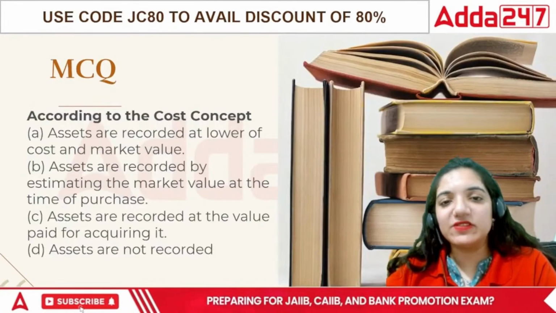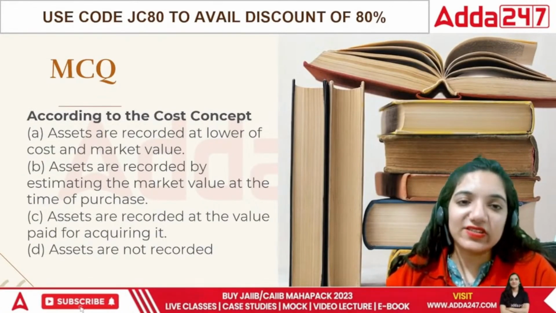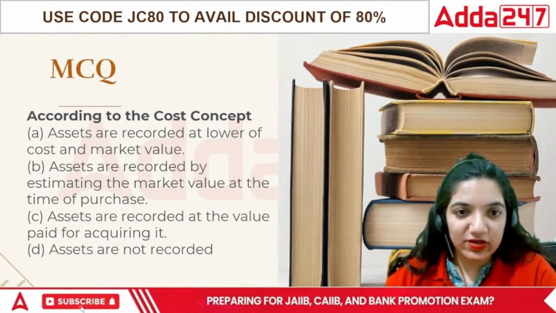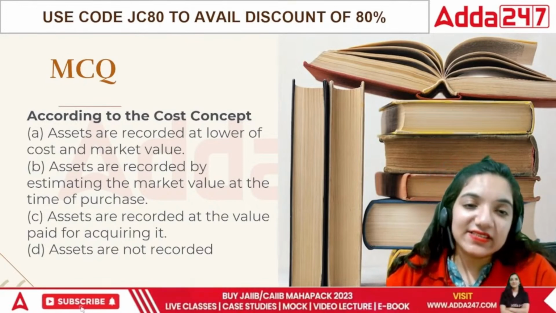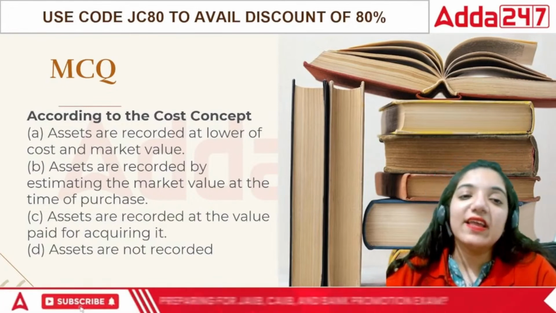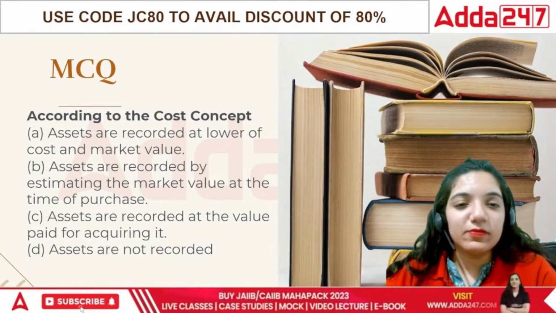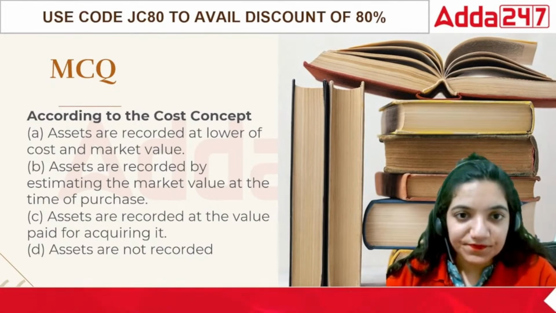Okay, here comes the first question. The first question says that according to the cost concept, assets are recorded at lower of cost or market value, cost and market value. Assets are recorded by estimating the market value at the time of purchase. Then assets are recorded at the value paid for acquiring it, or assets are not recorded.